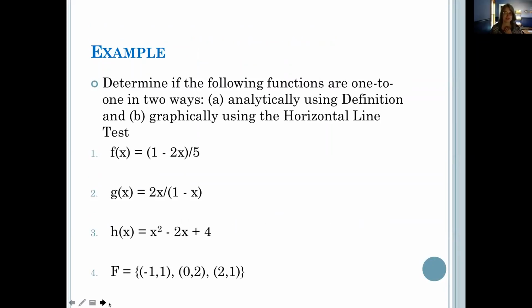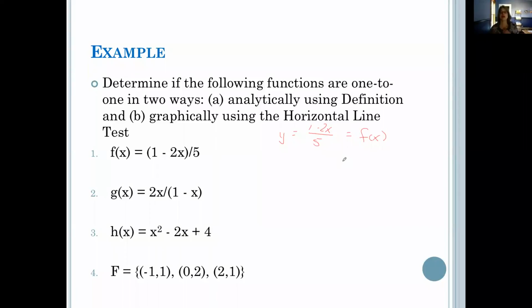Let's look at some examples. So let's look at the function f of x equals (1 minus 2x) over 5. There's another way. So this is analytically using the definition. I'm going to show you how we do that. We write f of x, we say y equals (1 minus 2x) over 5. This is my function f of x.